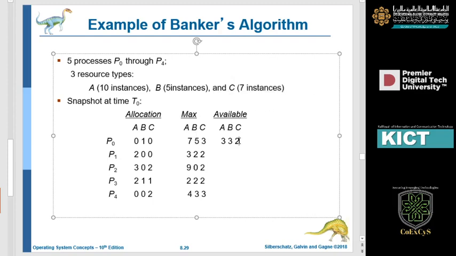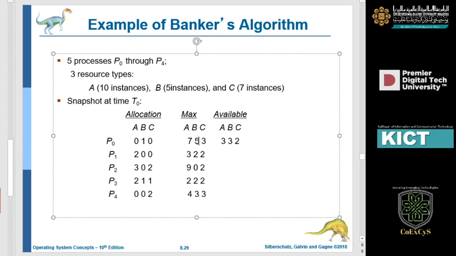So that makes what's available right here. So available will be 3 3 2, right? How do we get this number? Now if you look at this, it requires 7. Now 10 minus 7 gets you 3, because there's 10 instances of A, and it only at maximum requires 7, so the remaining balance is 3.